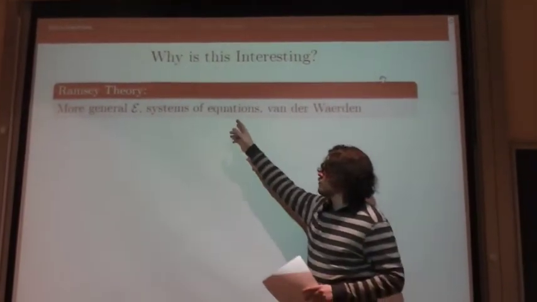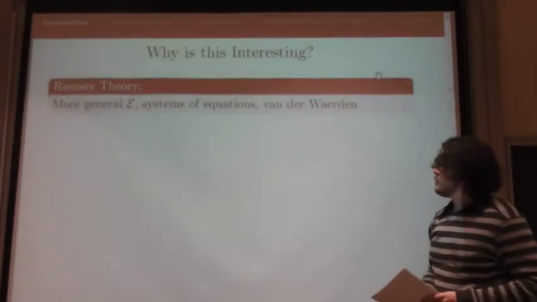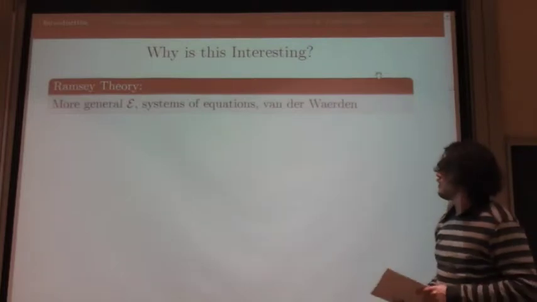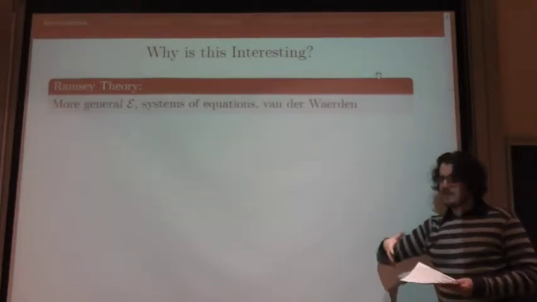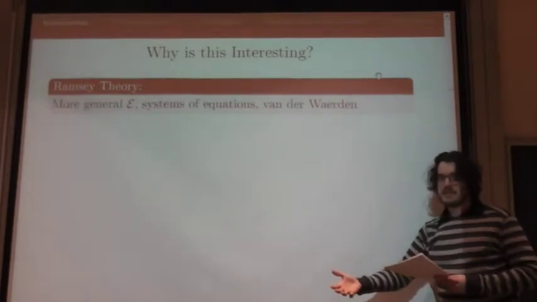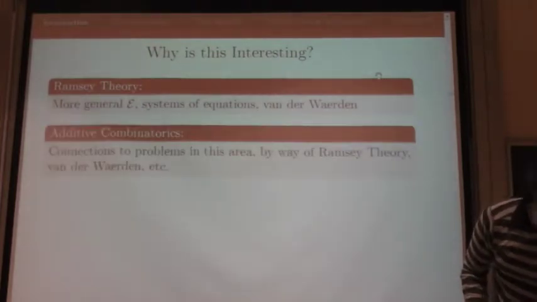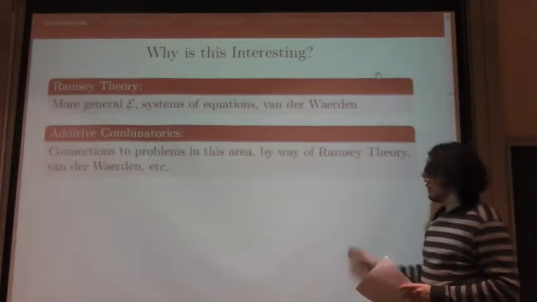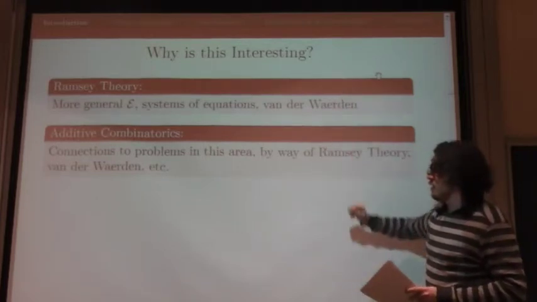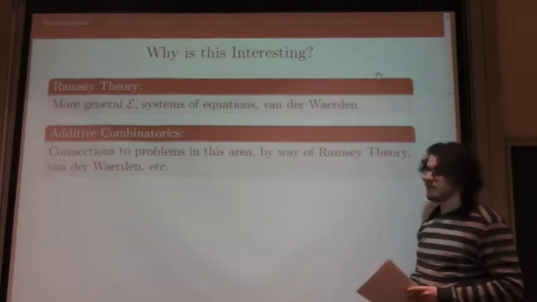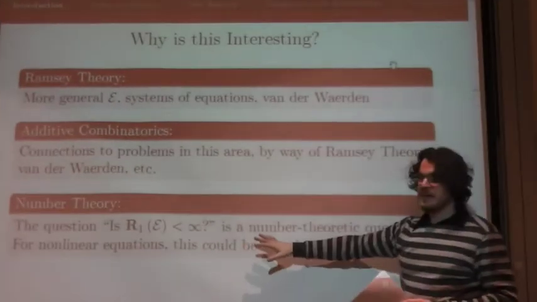As I said, Rado proved it in greater context, systems of linear equations, non-homogeneous equations, which I'll talk about a little bit. Van der Waerden's theorem can be re-expressed. An arithmetic progression satisfies linear equations, so you can translate between those contexts. Additive combinatorics, basically by way of Ramsey theory, is connected to these questions as well. And there's number theory hiding in here somewhere.